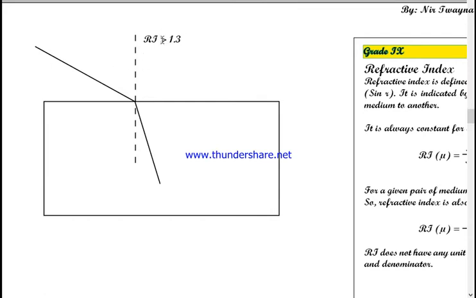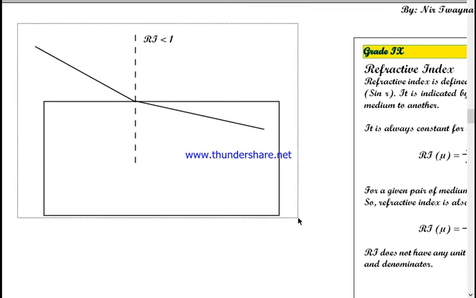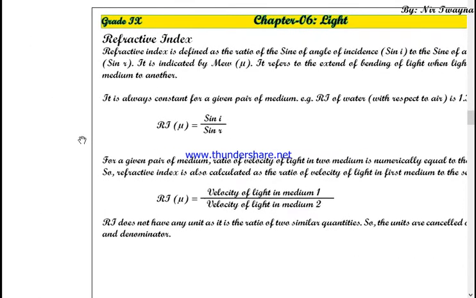Now another case is there. If the value of refractive index is less than 1, it's not a negative term, it never gives us a negative term. Less than 1 means like 0.9, 0.8, 0.5. Then in that case, let me again draw this. The light ray bends away from normal. Remember, if the Ri is more than 1, it bends toward normal. If it is less than 1, it bends away from normal. Understood or not? That is the essence of refractive index.